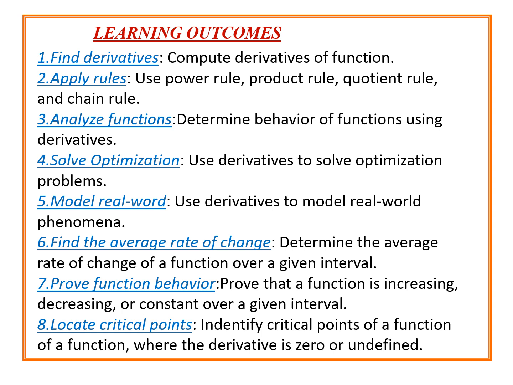Fifth one, model real world: use derivatives to model real world phenomena. Sixth one, find the average rate of change: determine the average rate of change of a function over a given interval. Seventh one, prove function behavior: prove that a function is increasing or decreasing or constant over a given interval. Locate the critical points: how to identify critical points of a function where the derivative is 0 or undefined.